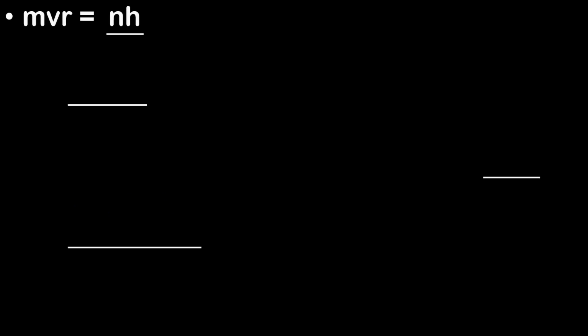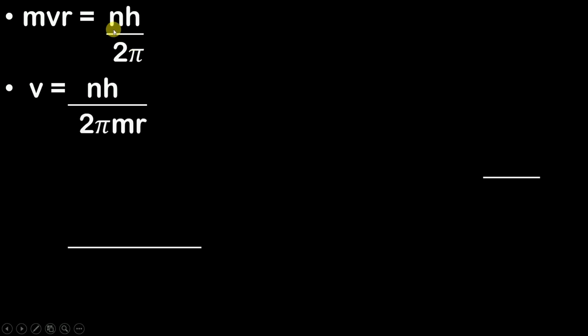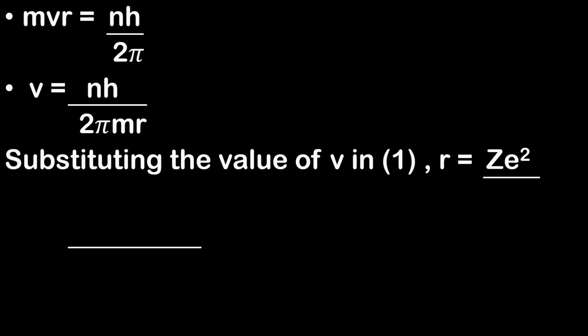Okay, now moving ahead, we will simplify this formula of radius. Earlier in this video we have seen that the angular momentum mvr is equal to nh upon 2 pi. From here we get the value of v as nh upon 2 pi mr. We are moving m and r to the right hand side, therefore they come in the denominator. Now I am going to substitute the value of v in the first equation. And what is the first equation? r is equal to Ze square upon mv square. So this v will be replaced by nh upon 2 pi mr.